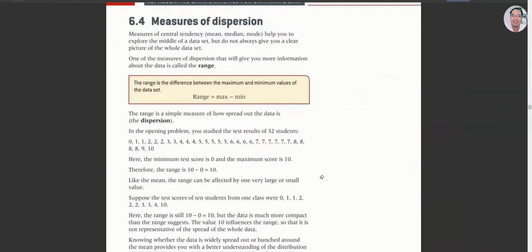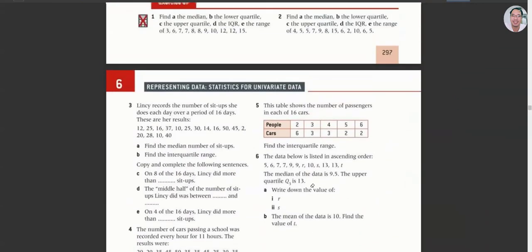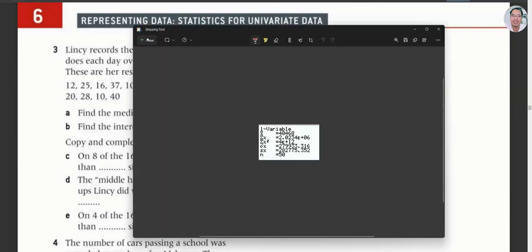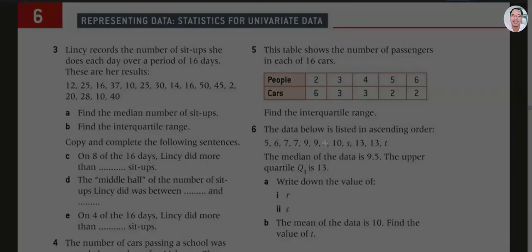One last question. Probably dispersion, standard deviation. Data find the interquartile range, value of R in S. We need to find the value of R, S, and T. Median, upper quartile, median of data. Upper quartile 13. The mean is 10. Find the value of T. So I guess that the value of R is the median. The value of S is the upper quartile.